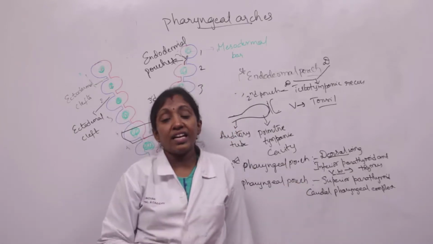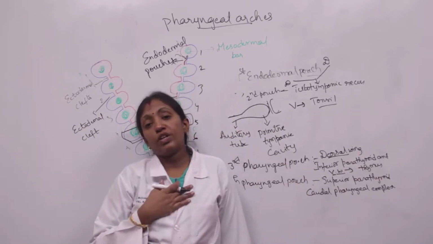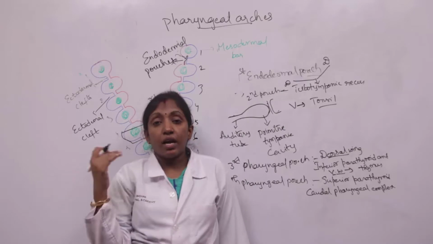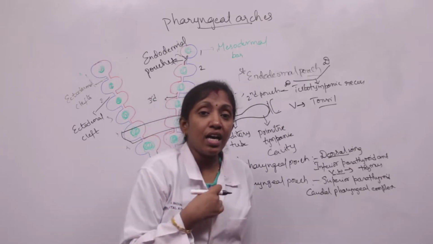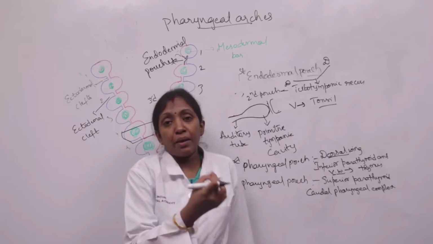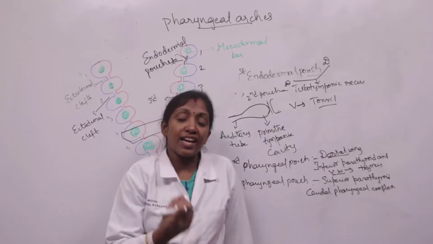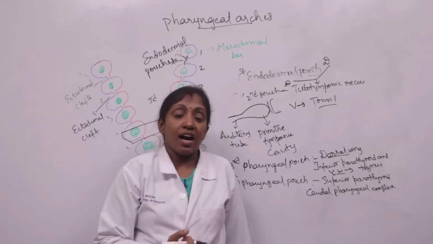Because the inferior parathyroids are derived from the third pharyngeal pouch, these inferior parathyroids and the thymus descend along with the heart. We know that the thymus is a lymphoid organ that we can see in the superior mediastinum. So the thymus and inferior parathyroids descend along with the descent of the heart.